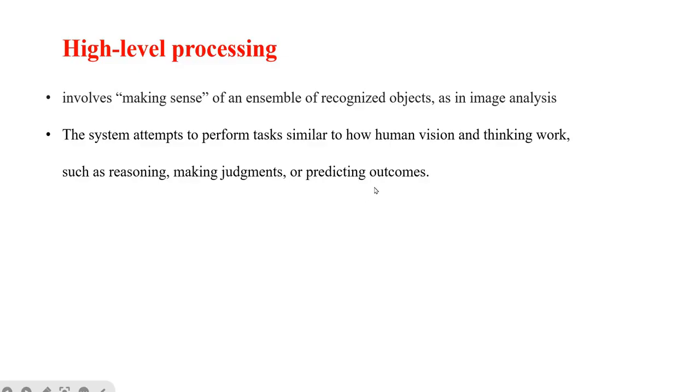Next is high level processing. High level processing is the final stage in digital image processing, where it focuses on understanding and interpreting the information which is extracted from the image, not just detecting the objects. It will understand and interpret the image. Once the mid-level processing has identified the objects and their features, the high level processing will try to understand what those objects mean.